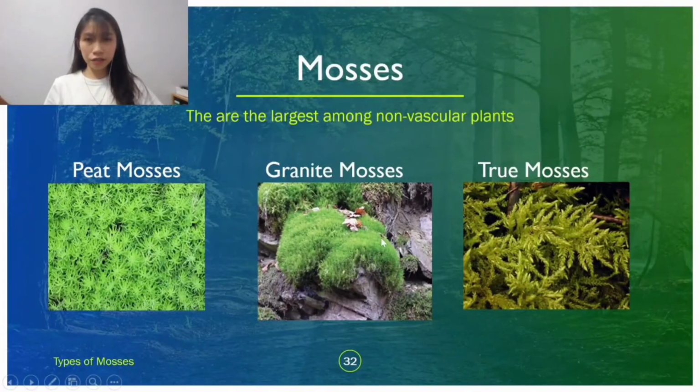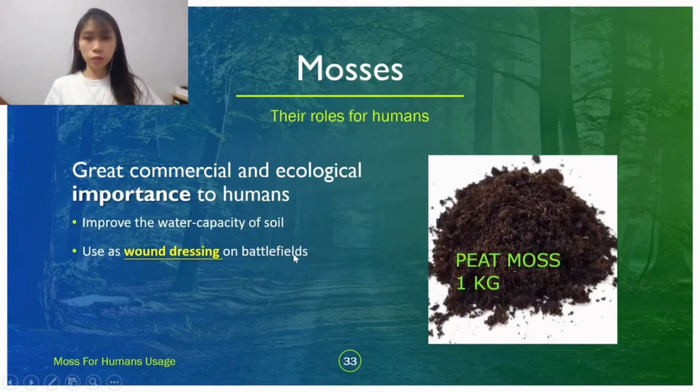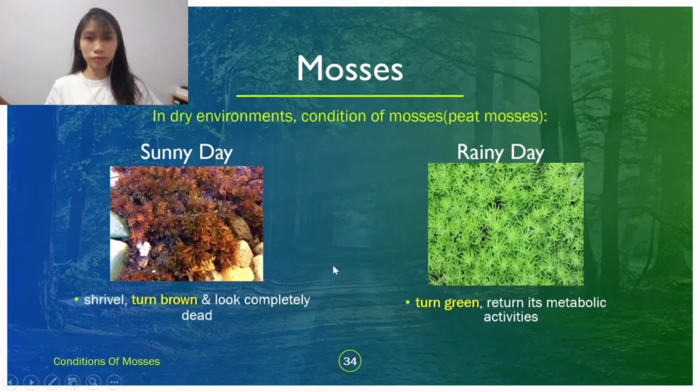So, I would like to talk about the mosses, which are the largest among non-vascular plants. There are 3 examples of mosses: peat mosses, granite mosses, and true mosses. Mosses are really important as they can help to improve the water capacity of soil, and they can also be used as dressing on battlefields.